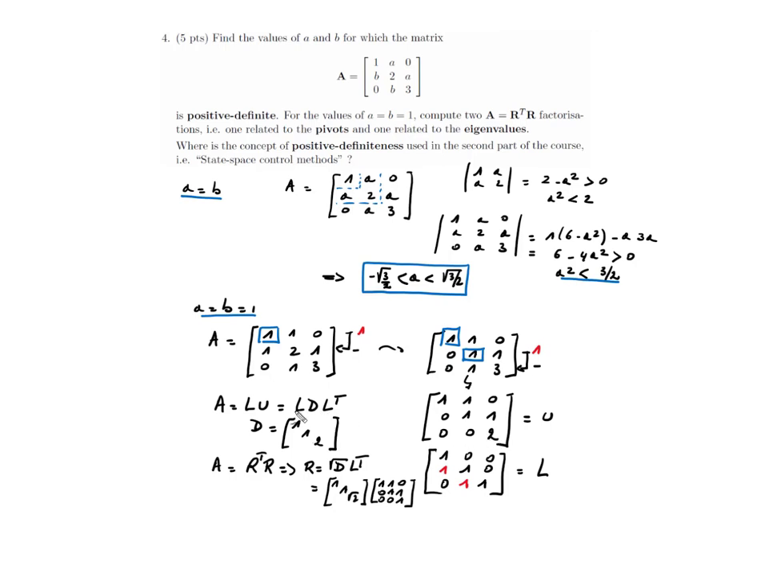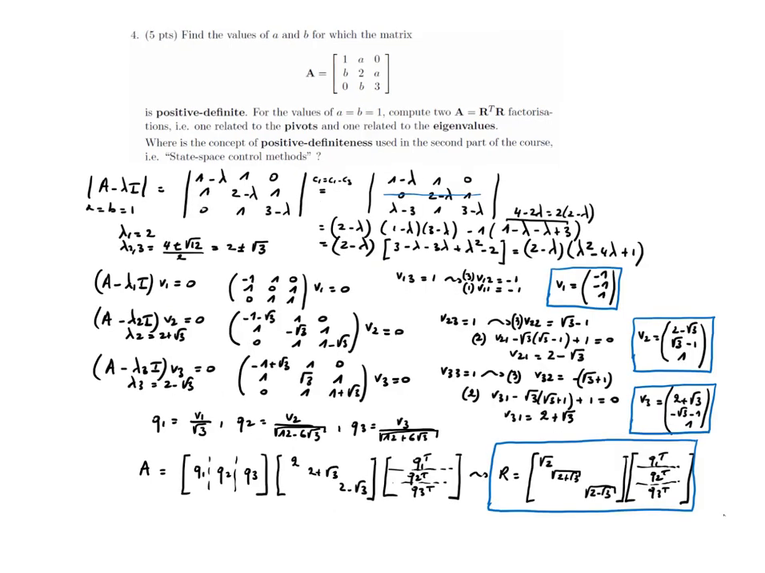Using this LDL transpose decomposition, we can obtain an R transpose R factorization of A. We just have to take the, between quotes, square root of this matrix here. This is allowed because the elements are by definition positive, since the matrix is positive definite. So this is the square root of D, right? And we multiply by L transpose.